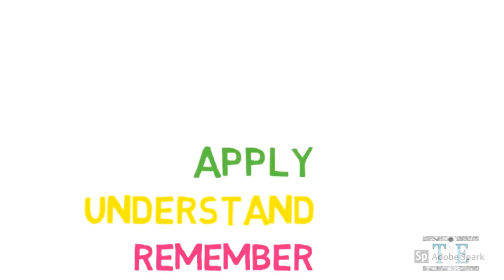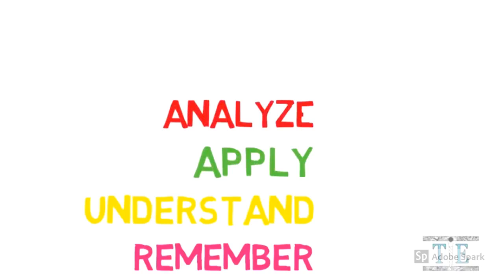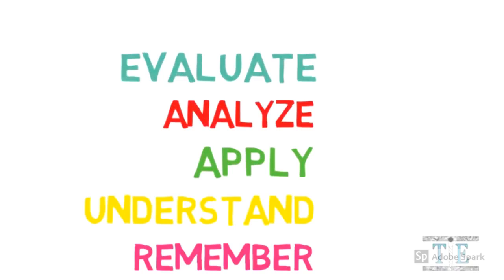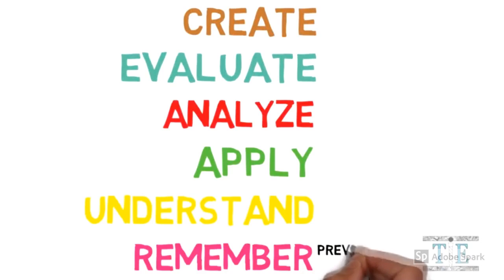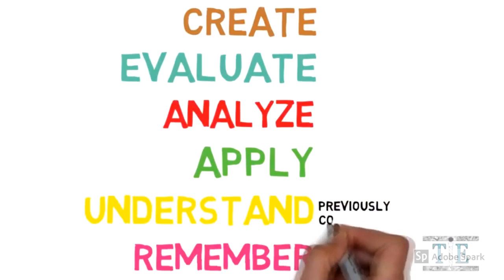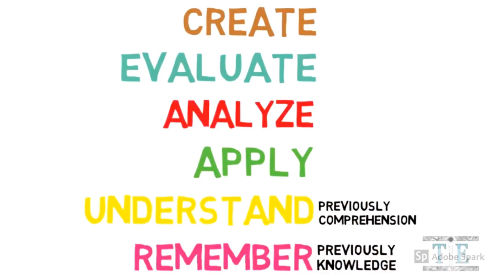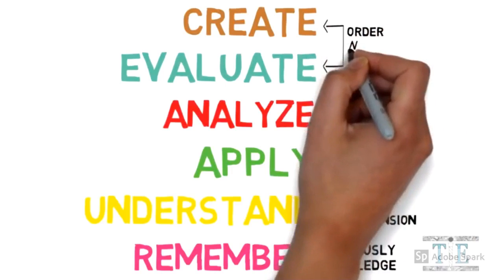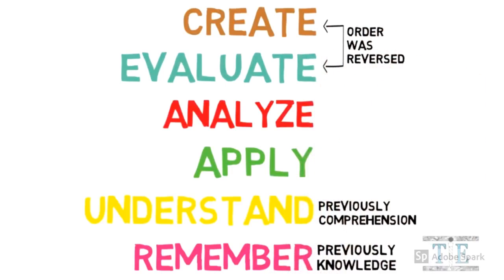apply, followed by analyze, followed by evaluate, and lastly, create. The highest level of cognitive rigor. Now, remember was first known as knowledge, but later revised. Similarly, understand was previously called comprehension. And lastly, the order of create and evaluate were switched.